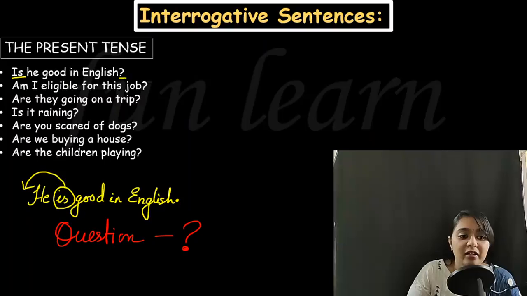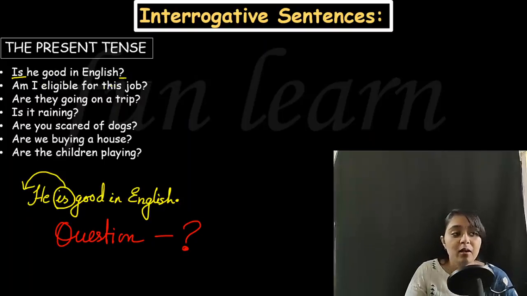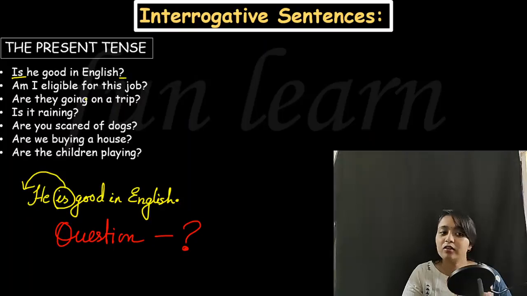Am I eligible? This sentence also, if we make it like a normal affirmative sentence, it will be I am eligible for this job. But since I am asking myself, am I eligible for this job? So it becomes a question, right? When we ask ourselves also, someone else, it is a question.